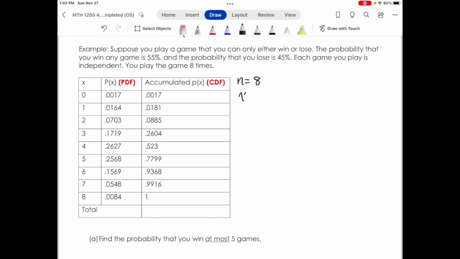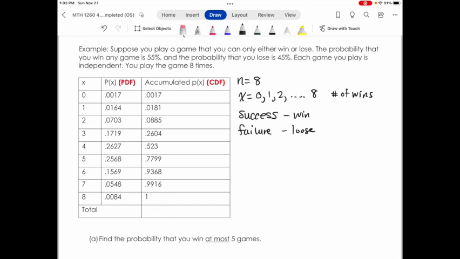That's the number of trials, which means for our X values, that's the variable. That's your number of successes. So in this case, since we're doing 8 trials, we could have 0 successes, 1 success, 2 successes, all the way up to 8. Remember, that's the number of wins. So we're going to call success if you win, and we're going to call failure if you lose.